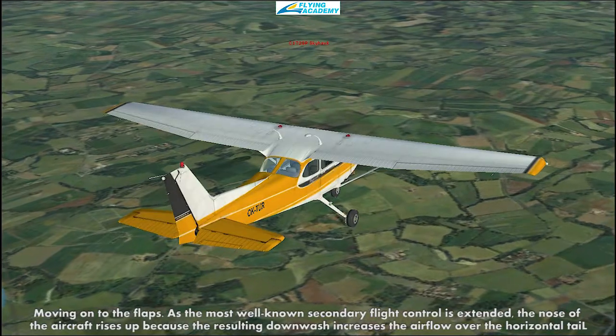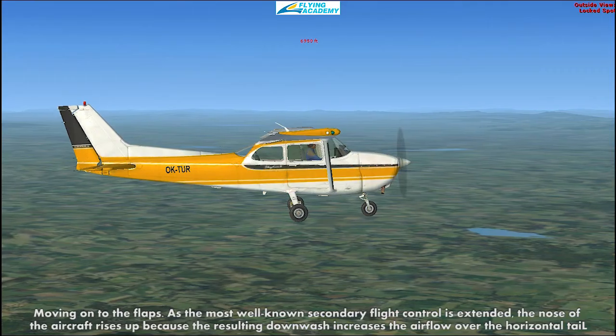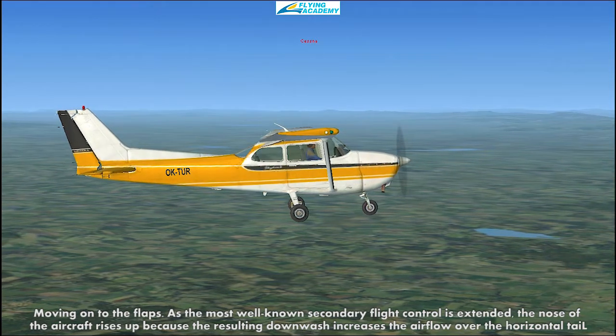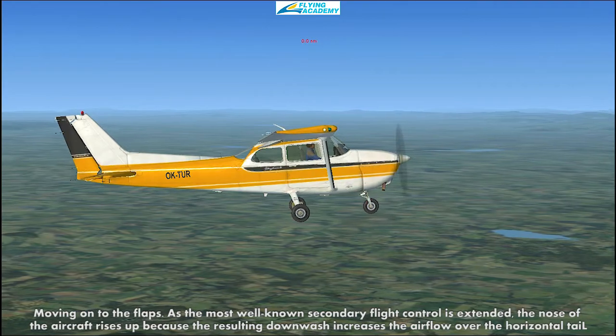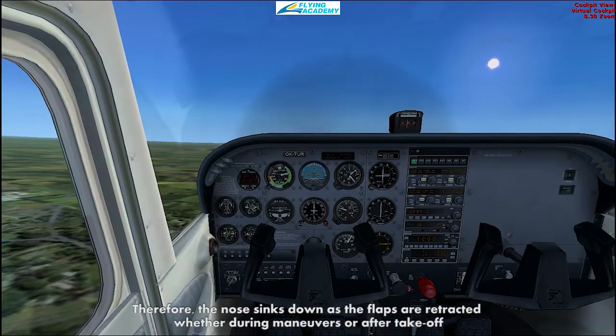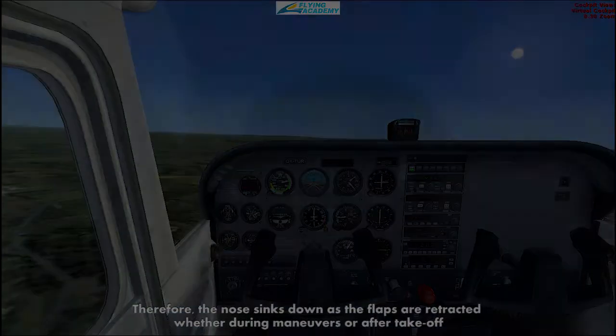Moving on to the flaps. As the most well-known secondary flight control is extended, the nose of the aircraft rises up because the resulting downwash increases the airflow over the horizontal tail. Therefore, the nose sinks down as the flaps are retracted, whether during maneuvers or after takeoff.